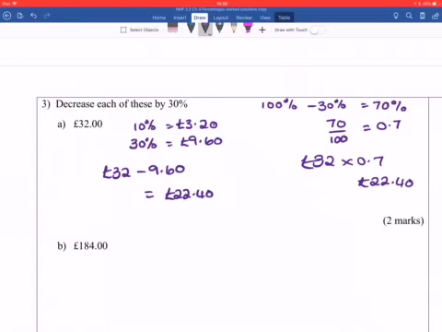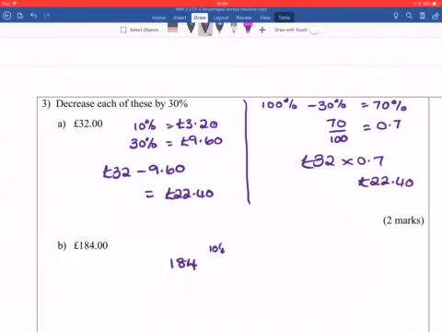There's more things to do that way, so let's do the next one. 184, 10% is 18.40, times it by 3.